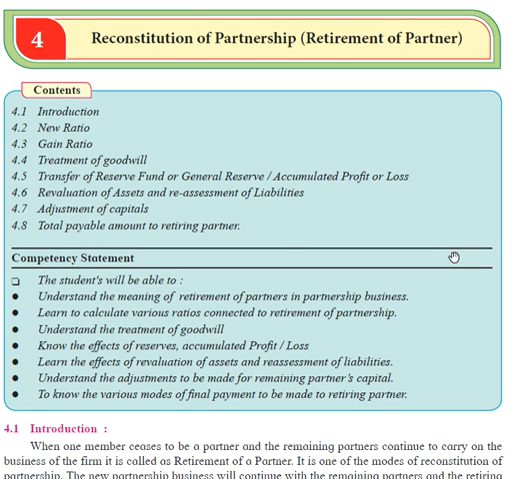Hi student, we are starting with the fourth chapter, that is Reconstitution of Partnership, the retirement of a partner. First was the admission of a partner. Now we start the retirement of a partner.